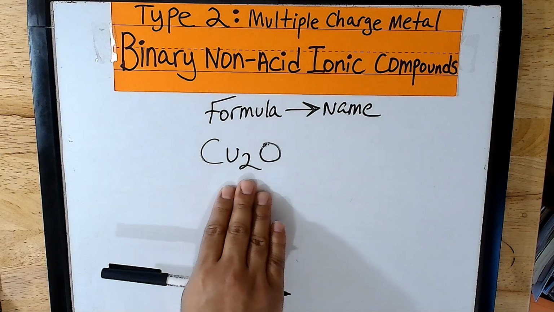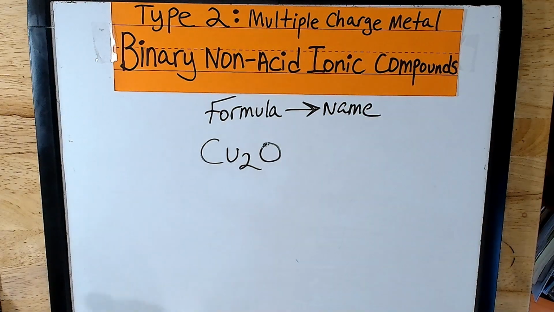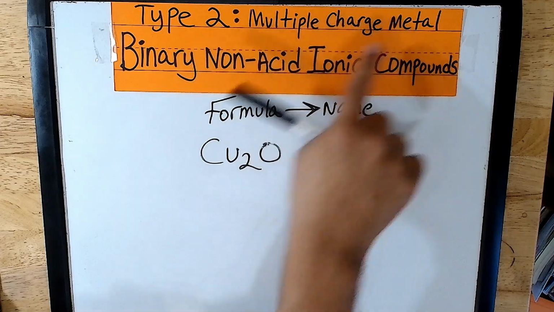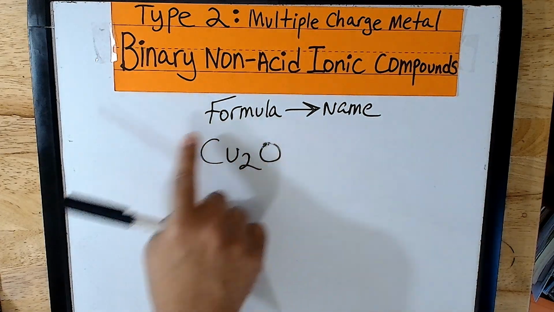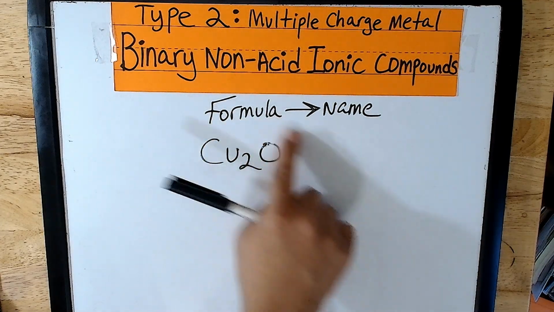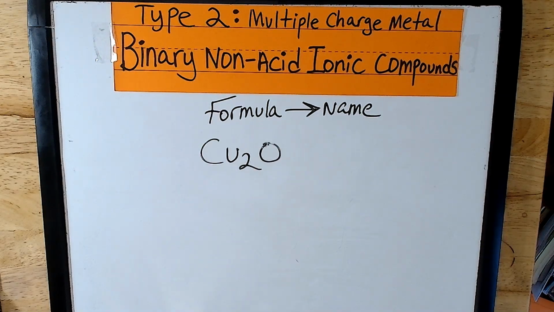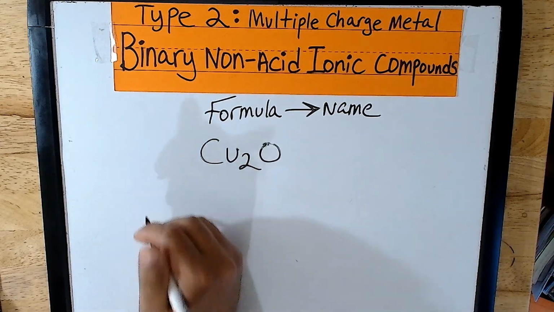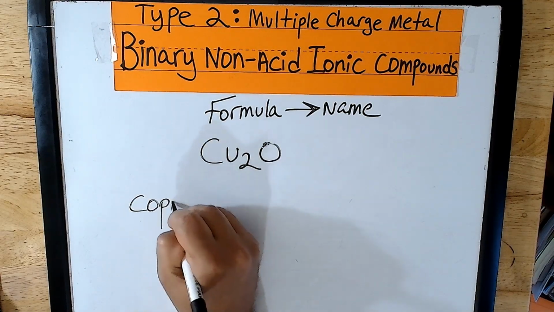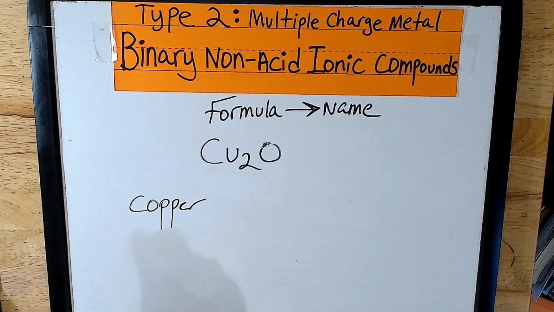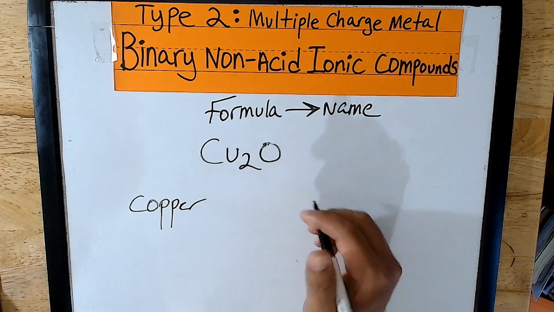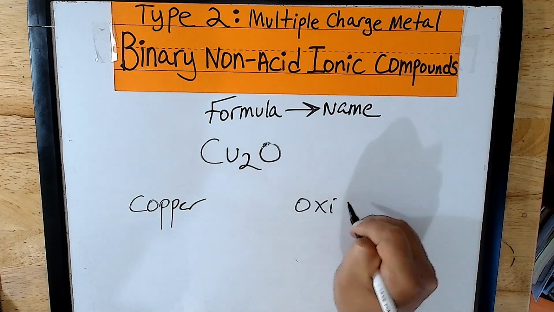Okay, let us go from the chemical formula to the chemical name. This is a type 2 multiple charge metal, and it's a binary non-acid ionic compound. The first step is to name the first element or polyatomic ion. So I know I'm looking at an element which is copper. And the second step is to name the second element or polyatomic ion. And if it's an element, we're going to change its ending to IDE. So instead of saying oxygen, I'm going to say oxide.